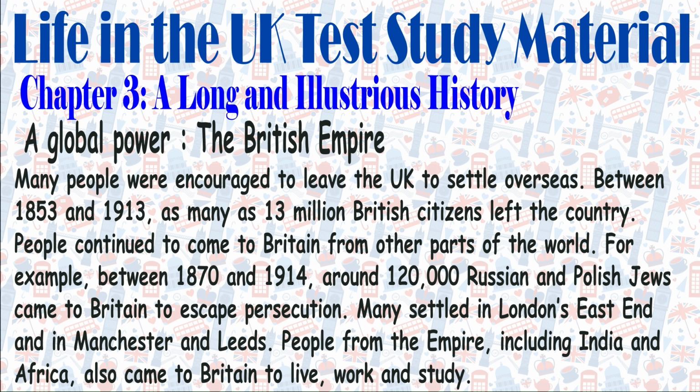People continued to come to Britain from other parts of the world. For example, between 1870 and 1914, around 120,000 Russian and Polish Jews came to Britain to escape persecution. Many settled in London's East End and in Manchester and Leeds. People from the Empire, including India and Africa, also came to Britain to live, work and study.